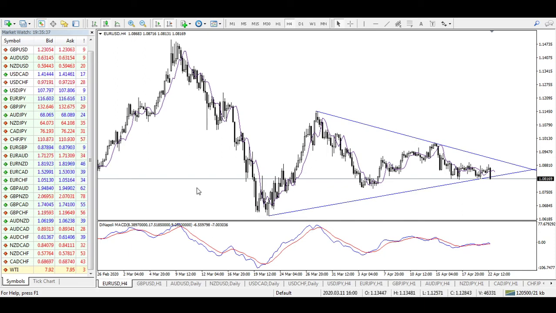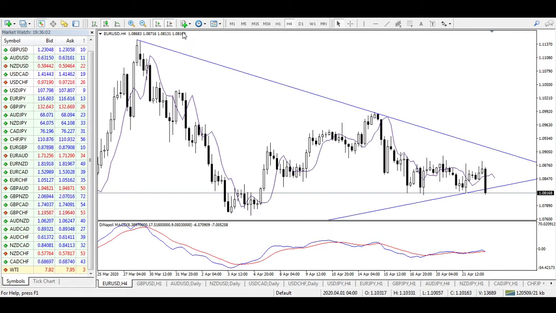Hi fellow traders, I'm making this video to share my analysis of euro versus many other currencies. We have a similar kind of setup on euro USD and USD JPY. So this is a triangle and it looks like this candle is going to break out of this triangle.